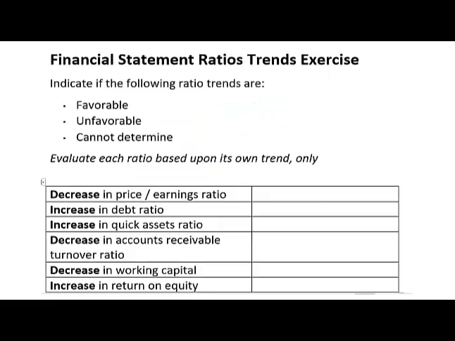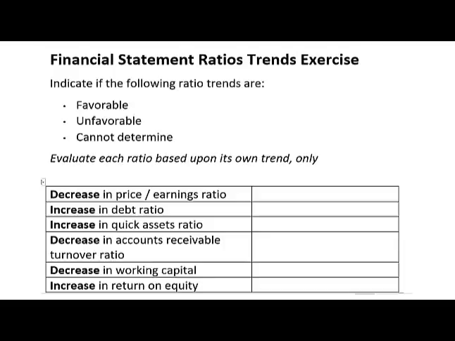Okay, you have an exercise here that talks about financial statement ratio trends. What you need to do is indicate if the following ratio trends are favorable, unfavorable, or you cannot determine. So evaluate each of the ratios based upon its own trend only. So let's start out with trend number one. We have a decrease in the price to earnings ratio.